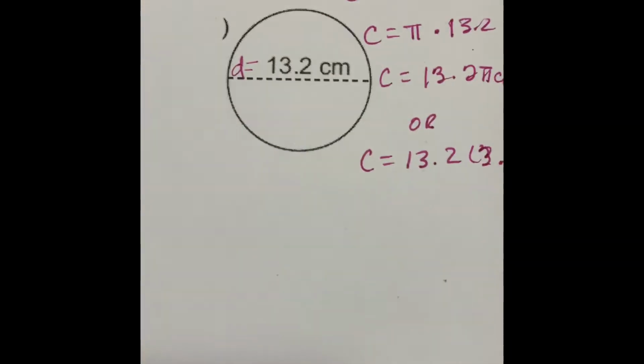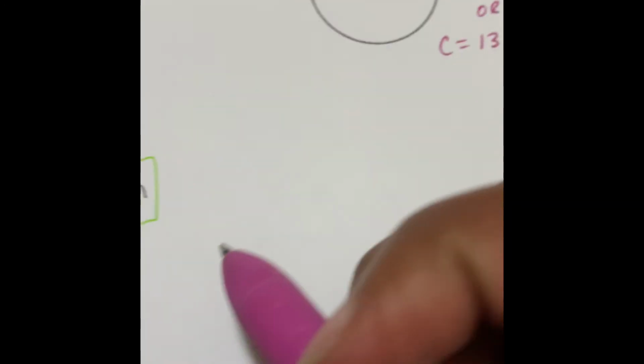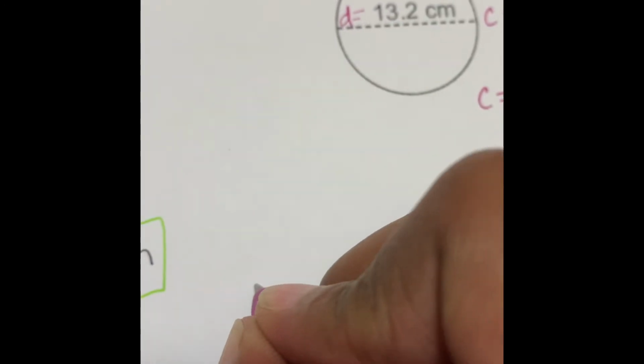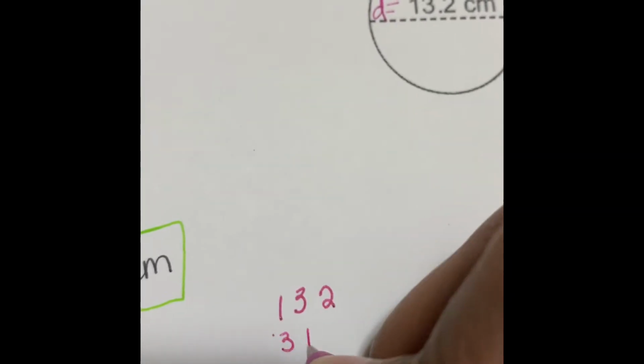Miss Aguilera forgot her calculator, so I'm going to have to multiply it by hand. So give me 1 second. So if I come here, 13.2, 3.14.